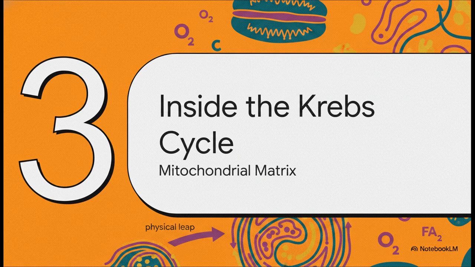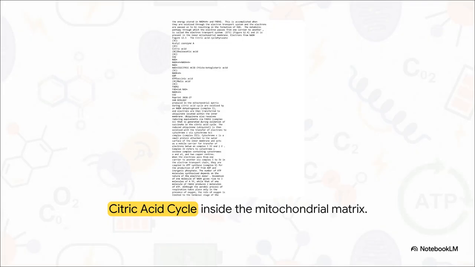Inside the Krebs cycle. Our protagonist, now completely transformed into pyruvic acid, makes a physical leap from the cytoplasm deep into the mitochondrial matrix. Let's see how this actually builds. Before entering the cycle, pyruvate undergoes oxidative decarboxylation to become acetyl-CoA. Then it enters the citric acid cycle.